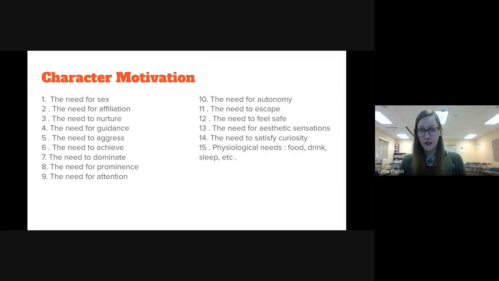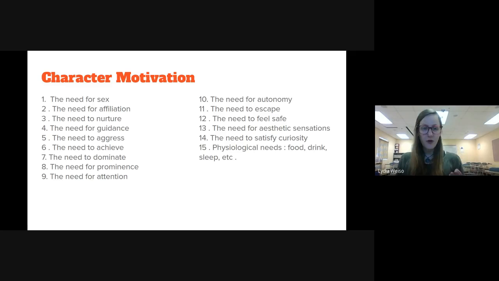So number one, the need for sex. Number two, the need for affiliation, the need to nurture, the need for guidance, the need to aggress, the need to achieve, the need to dominate, the need for prominence, the need for attention, the need for autonomy, the need to escape, the need to feel safe, the aesthetic sensations, enjoying beauty, and the need to satisfy curiosity.